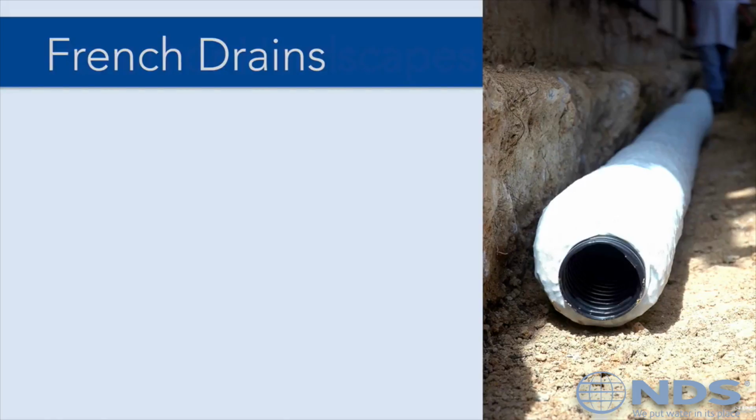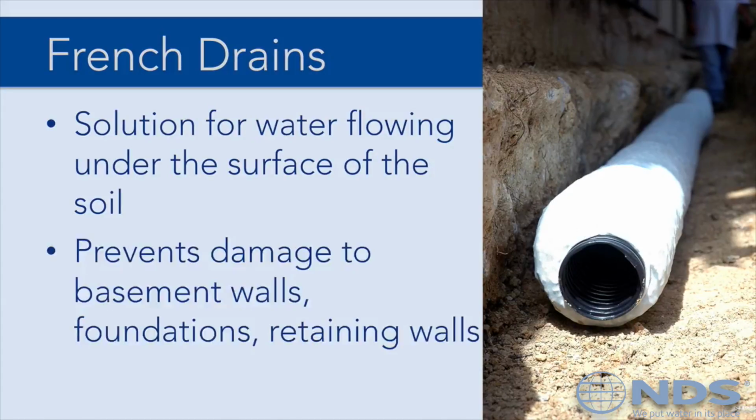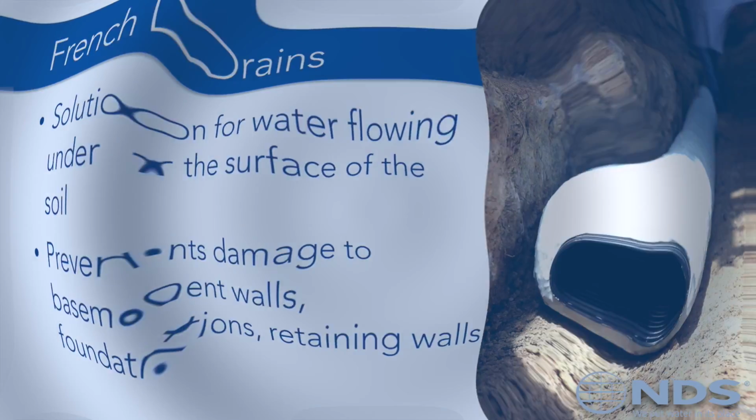French drains are a solution for areas where water flowing under the surface of the soil is a problem, especially along walls and foundations where excess moisture at a considerable depth can cause problems. By giving excess water a place to go, French drains prevent the damaging consequences of prolonged water exposure to basement walls, foundations, or retaining walls.